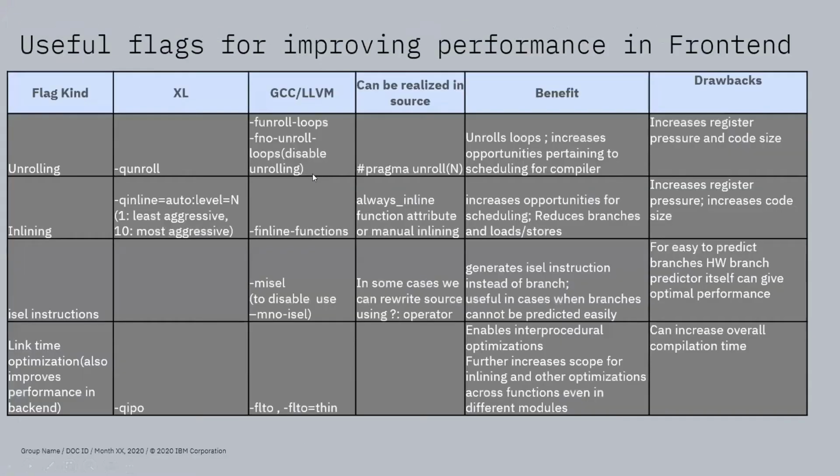So if you look at the table, this kind of gives you an overview of how you can enable each of these features in the different compilers on Power, right? So you have the corresponding options in XL, and you also have the corresponding options on GCC and LLVM as well, which enables all these opportunities. So yeah, many of these opportunities can also be realized in source.